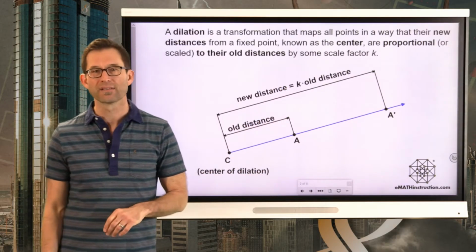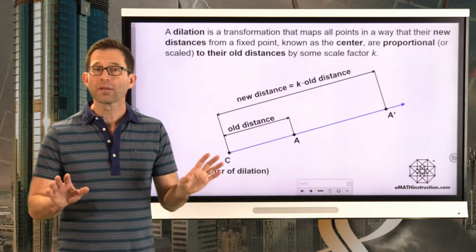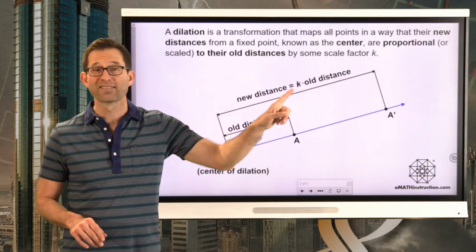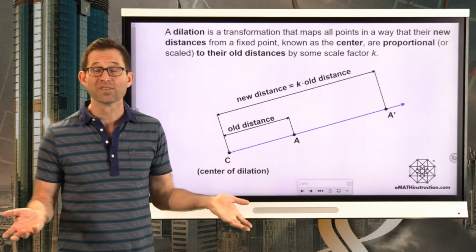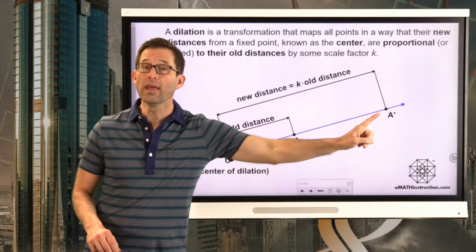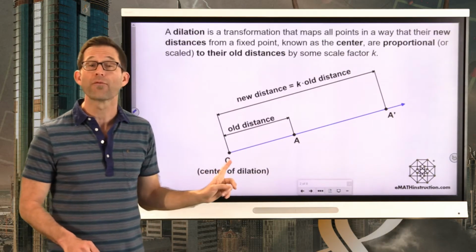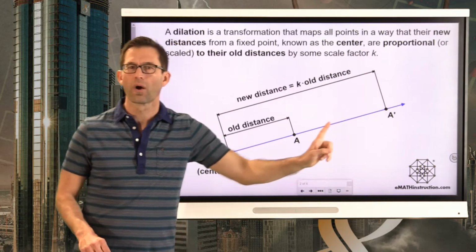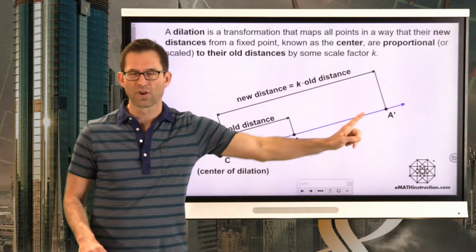And then we've got that constant of proportionality. You remember that from the last lesson, right? So basically what happens is we just take that old distance, and we multiply it by the constant of proportionality. That gives us a new distance, and that's how far we put the image point away from the center. And it's in the same direction as our original point.